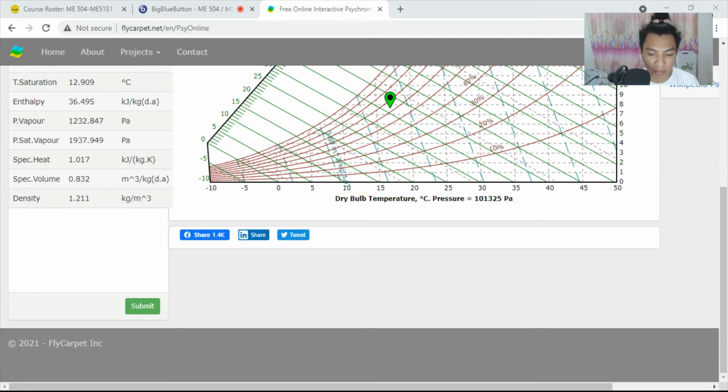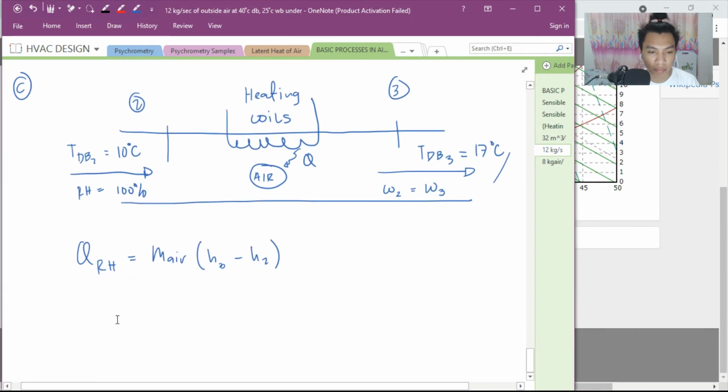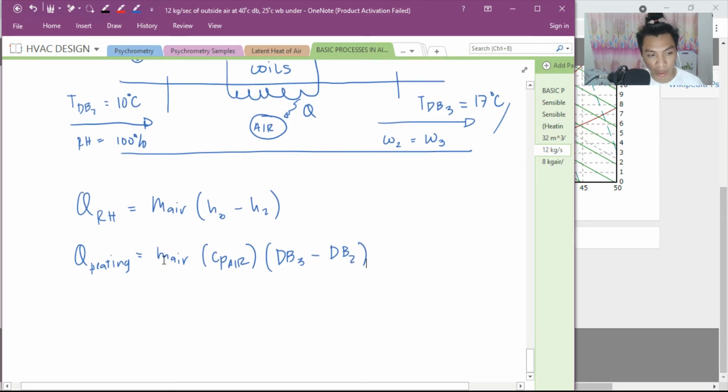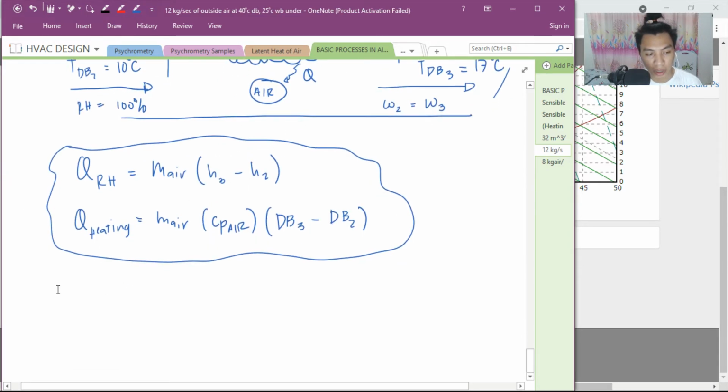Hanapin mo na to, yung mga values niya. Ito yun, QRH. Tapos, yung Q nung heating, yung total Q kasama na yung heating. Mass ng air, CP ng air, yung dry bulb at 2. Hindi, dry bulb at 3 minus dry bulb at 2. Ito na yung dalawang formula na kailangan mo. Hanapin natin at point 3.